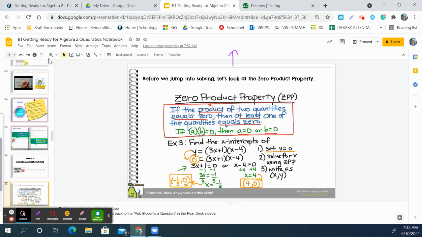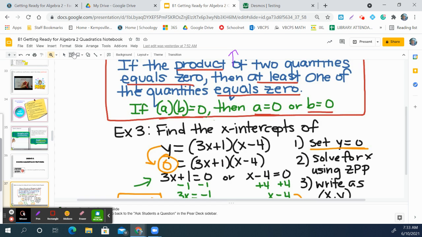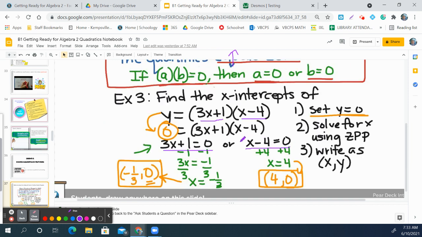So when we want to find these intercepts, we want to solve, if these are our 2 factors, we're going to set them both equal to 0 and then solve them like little equations. When they're just one-step equations, it's super easy. You just do the opposite, right? That negative 4 turns into a positive 4.